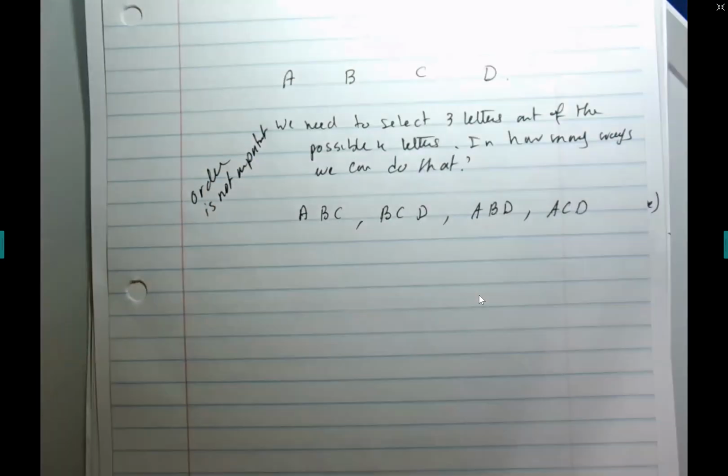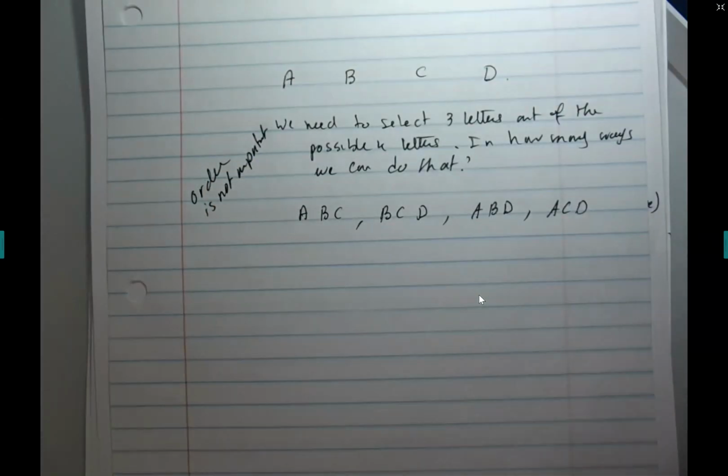So how many ways, guys? Can you come up with anything else? No, guys, it's impossible. That's it. So if you have a group of 4, in how many ways can you select 3 from there? There are only 4 ways. But the order here is not important. So there are 4 ways.